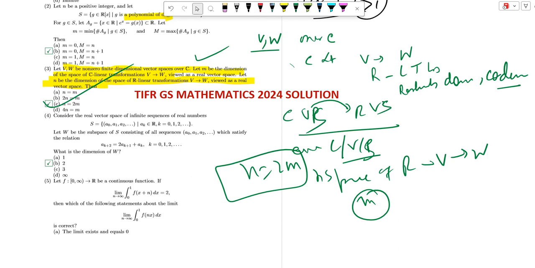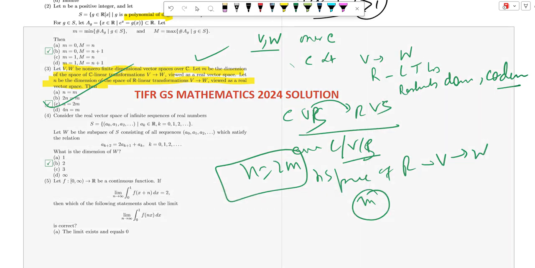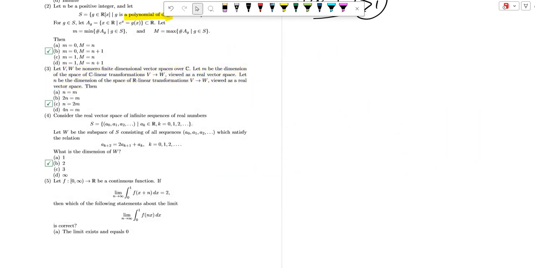So in question 4, a real vector space is given, and infinite sequences of real numbers are also given. Let W be the space consisting of those sequences which satisfy the given relationship. So what is the dimension of W here?